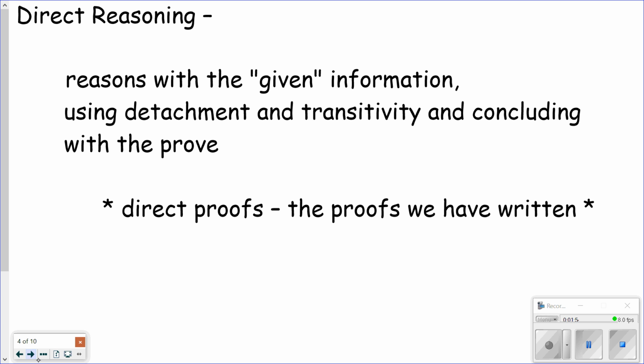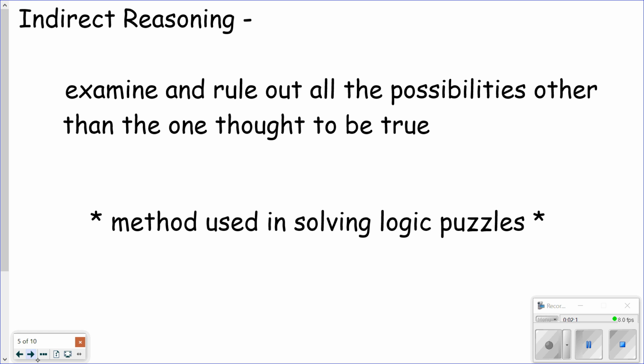Direct reasoning reasons with the given information using detachment and transitivity and concluding with the proof. These are the types of proofs that we've been working with, the ones that you love. So direct proofs are the proofs that we have been writing in the past. Indirect reasoning examines and rules out all the possibilities other than one thought to be true. This is the method used in solving logical puzzles. We worked a lot with this at the beginning of the school year.